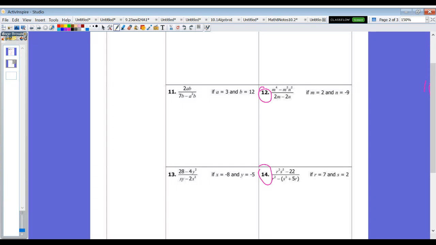So I'm going to go through. They have this big, long, ugly expression, and they told me that m equals 2 and n equals negative 9. So I will put those in using my parentheses.